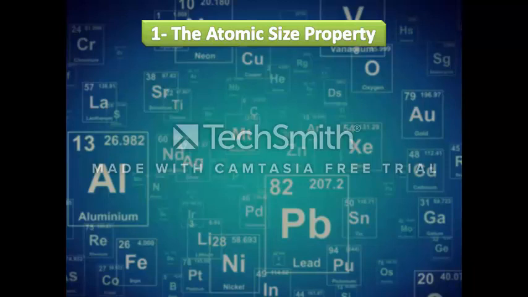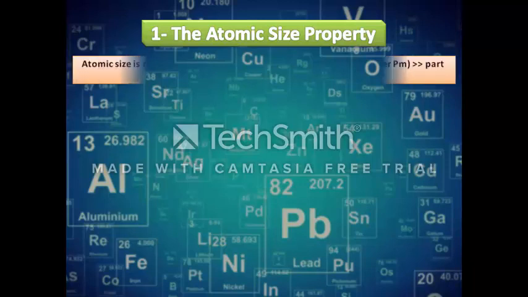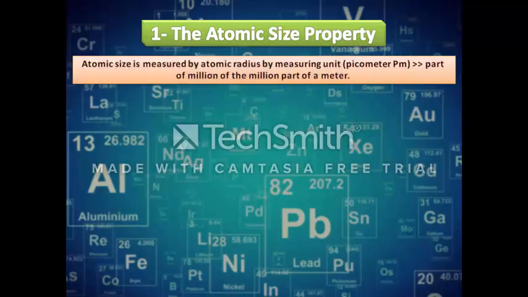Number 1. The atomic size property. Atomic size is measured by atomic radius, with the measuring unit picometer. It is one millionth of a millionth part of a meter.